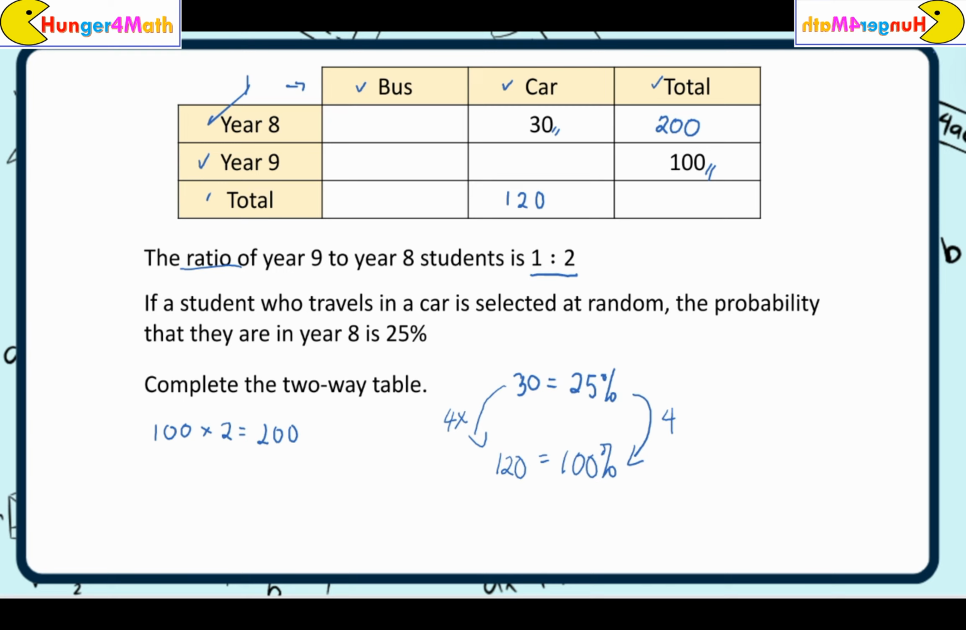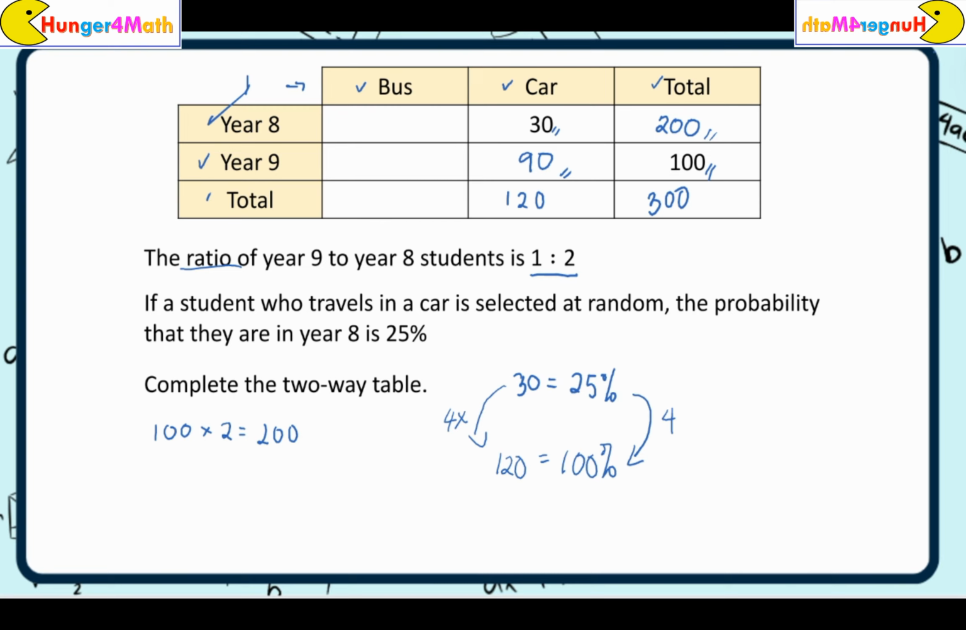We can identify now the total number of students for year 8 and year 9 if we add 200 plus 100, and that is equal to 300. So there is a total of 300 students for year 8 and year 9. Now in this section, we can subtract 120 minus 30 to identify the number of students in year 9 who are using a car. So 120 minus 30, that is 90.